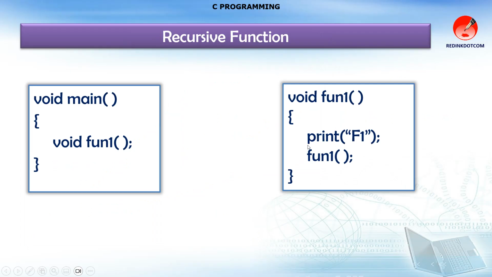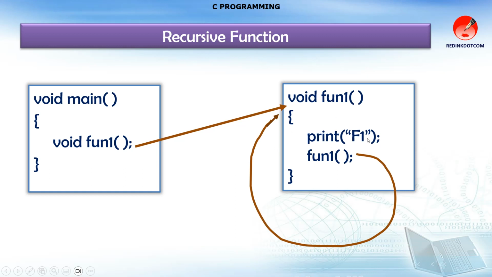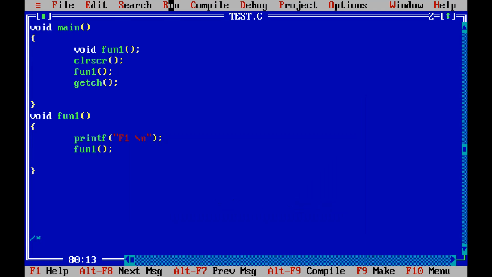Just imagine we can call the function in the same function. So in this example, I write the main function here. In this main function, I call the function called function 1. So control is transferred here. It prints F1. Then it calls the same function again. Then it prints F1 again. This process continues up to an infinite number of times. Let's try to execute this program. So this program is continuously executing the same code again and again.